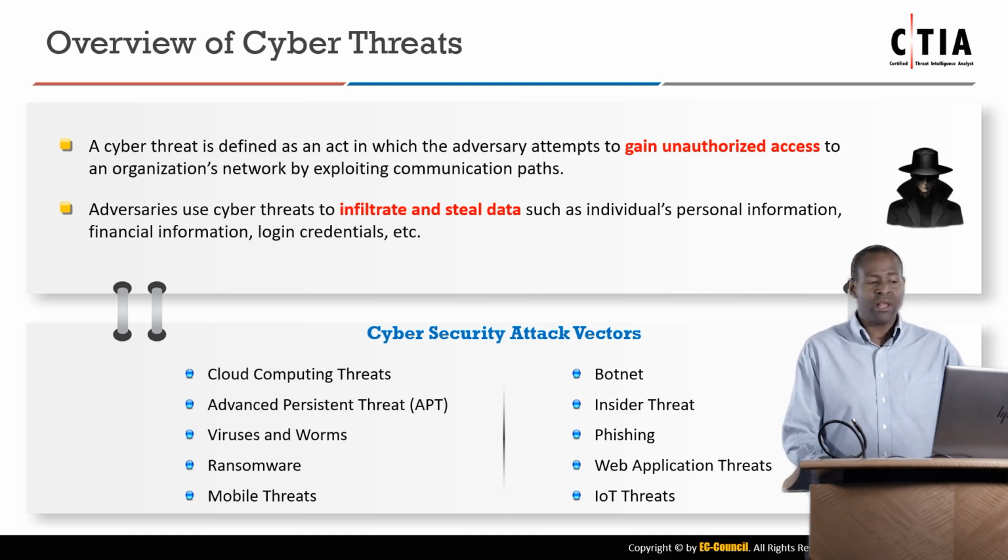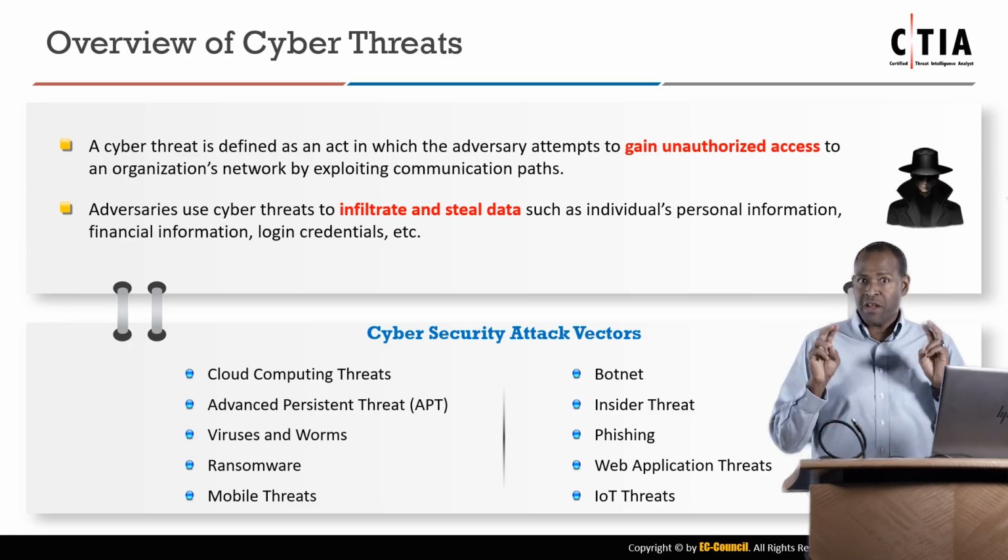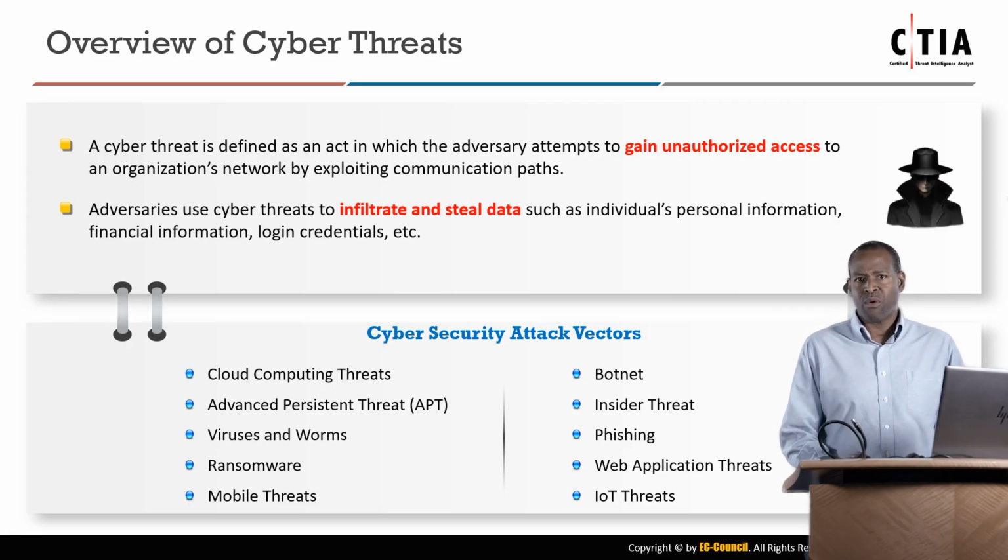We also have APTs, or advanced persistent threats. Now, advanced meaning that we're using a technique that is advanced, but persistent is the key here. What we're going to do with an APT is stay on that system for a long time in order to gather data. We also have viruses and worms. We'll talk about the differences between those as we get into this part of the class. We have ransomware. We have mobile threats. This is becoming a much bigger deal as more and more of the universe is going mobile. We have botnets and insider threats and phishing in its various forms. We have web application threats and IoT threats.